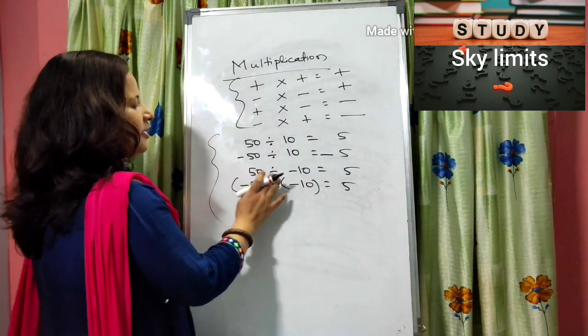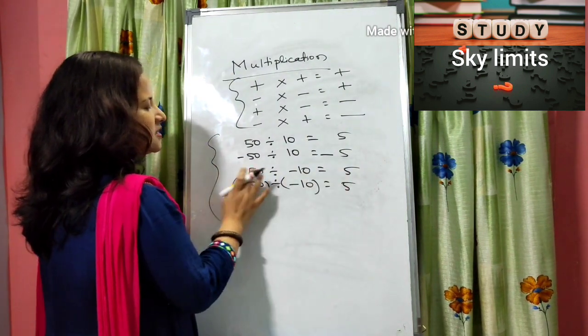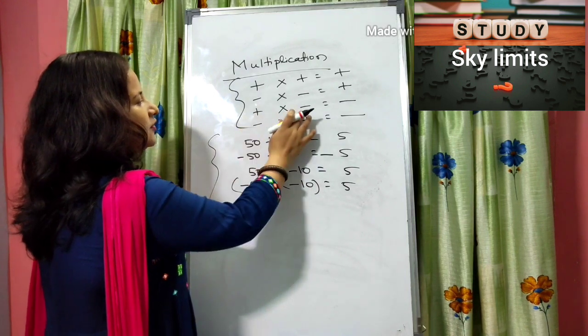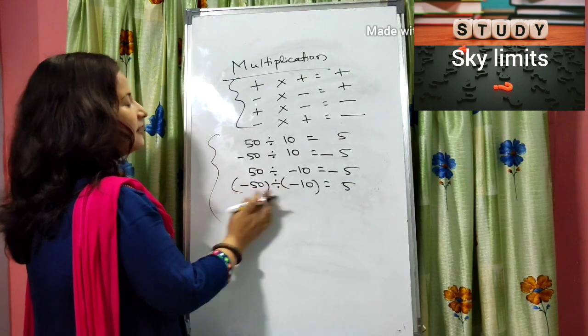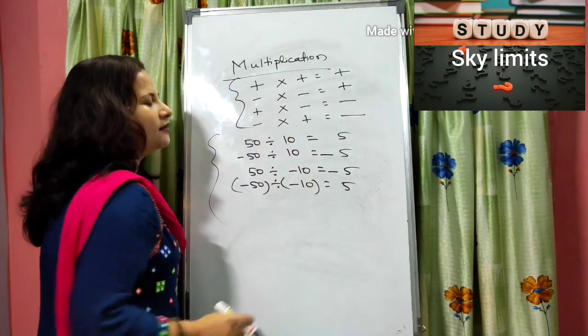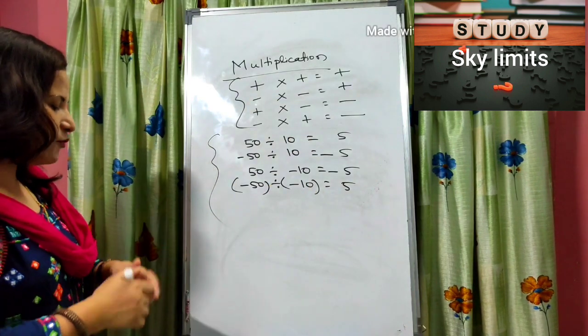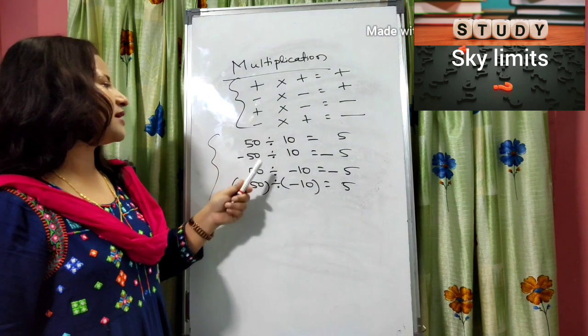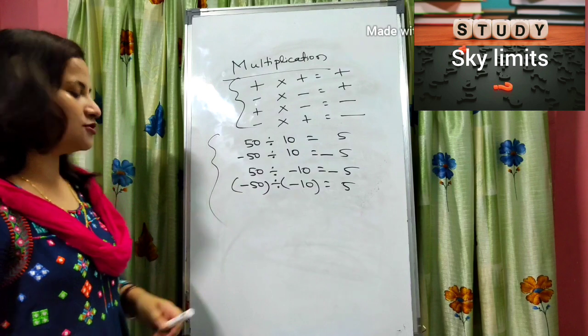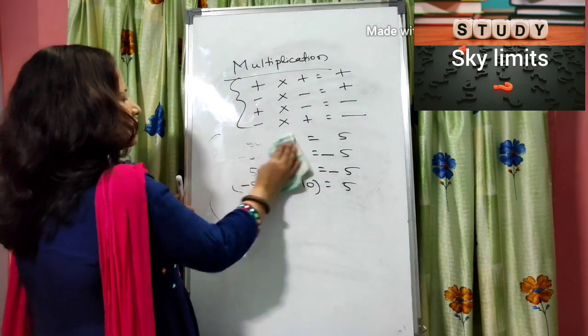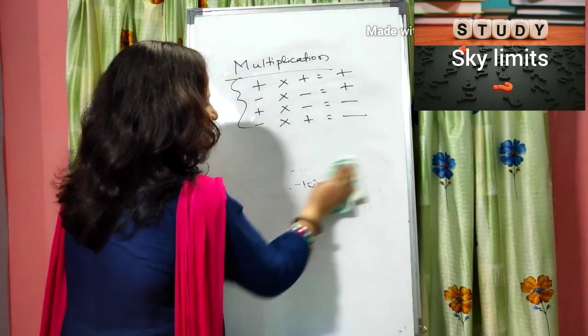Then you have 50 divided by 10 is 5. One is positive, the other one is negative. I told you already, it's minus. And if both are negative, the answer will be positive. So the same rule applies for multiplication as well as division. Clear? So let us solve some numbers on division as well.